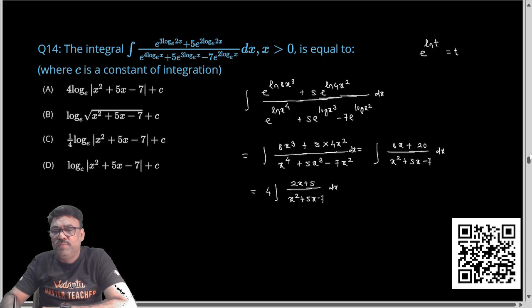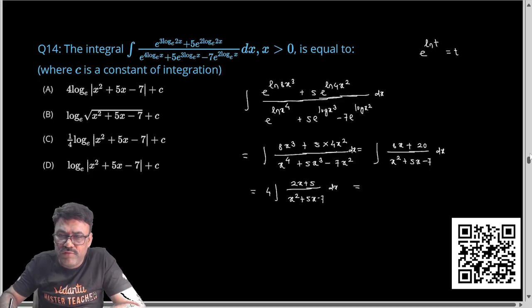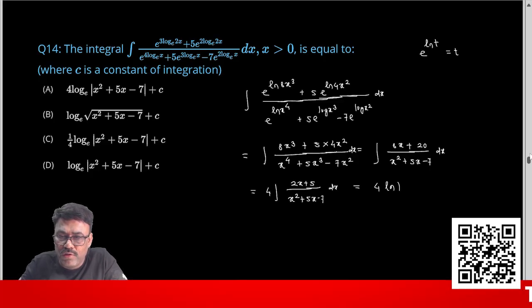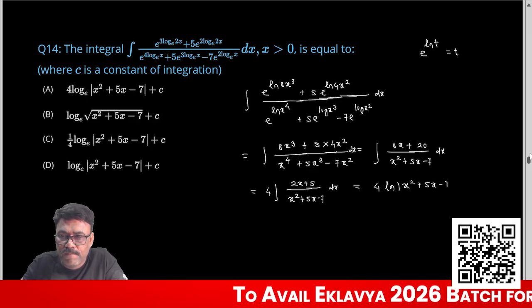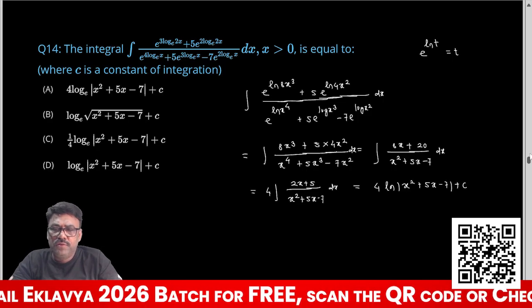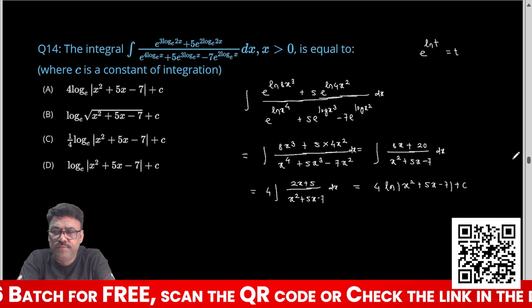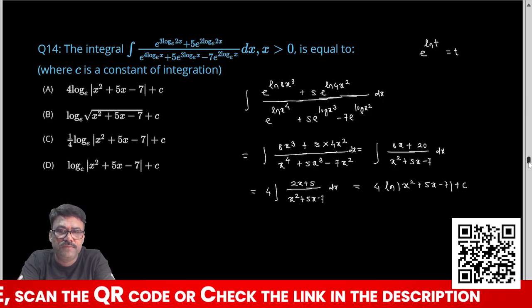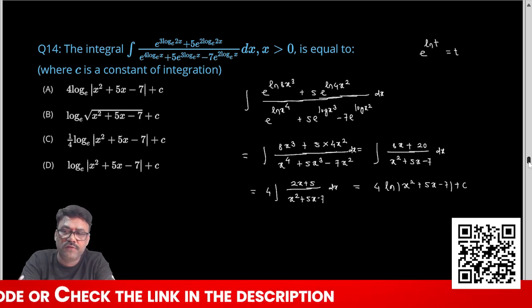The numerator is basically the derivative of the denominator. So straight away you can write it as 4 times log mod of x square plus 5x minus 7 plus c. So option A should be the correct option here. Easy question, very, very easy one. Let's move to the next question.